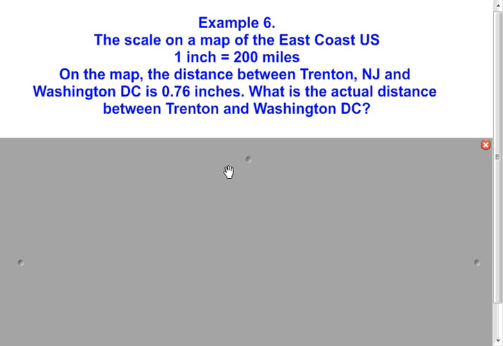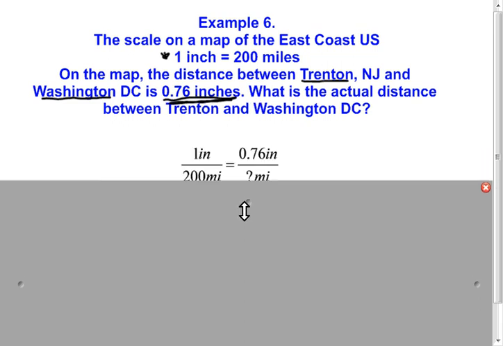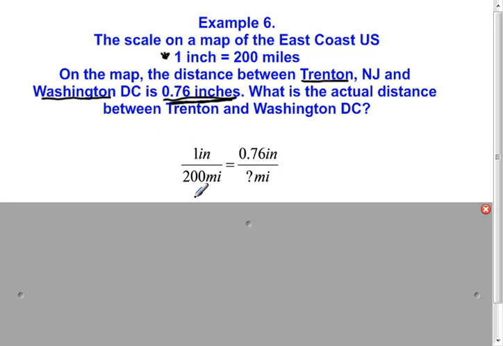Okay, the next example. On a map, here is the scale listed on the map. And we're looking at the distance between Trenton, New Jersey and Washington, D.C. On the map, it is 0.76 inches. So we're trying to find the actual distance. Here is one way we could do it. 1 inch over 200 miles, because we know that's true, is 0.76 inches over how many miles?